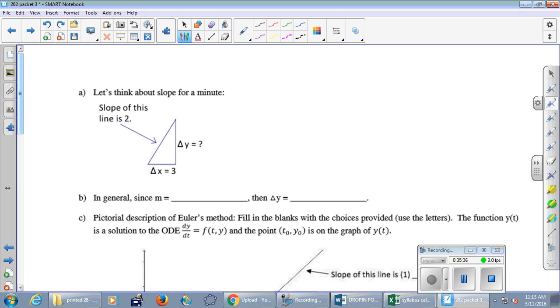So given that the slope of that diagonal line is 2, if delta x is 3, how much is delta y? It is 6, right? Because we know delta y over delta x. So this is for sure 6. And so since delta y over delta x is m, if we were so inclined, we could solve for delta y. What is it equal to according to our first equation? It is, but in terms of those letters over there, m times delta x, right? Just multiply by delta x.